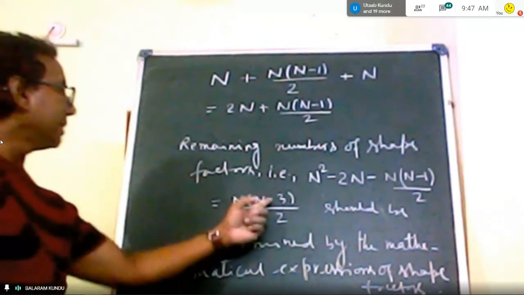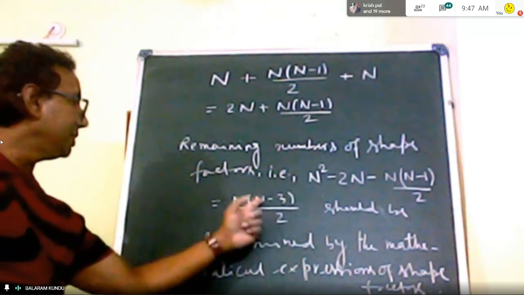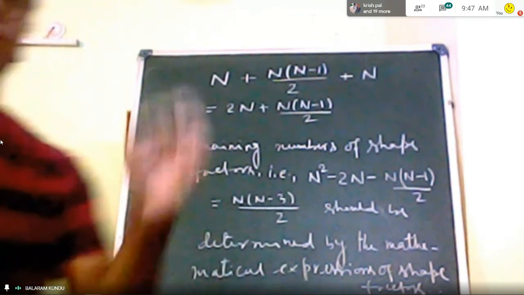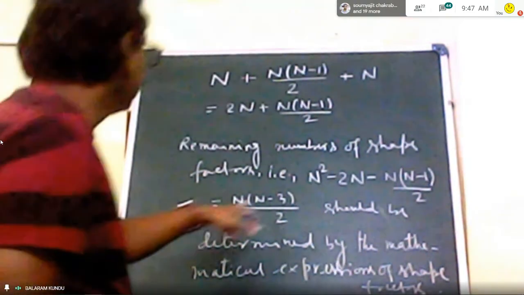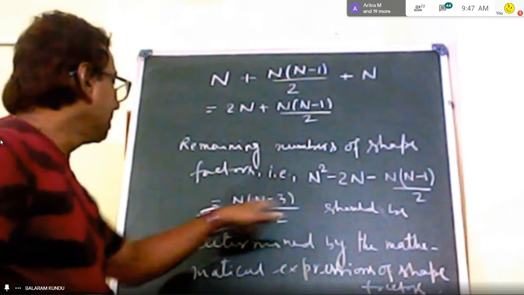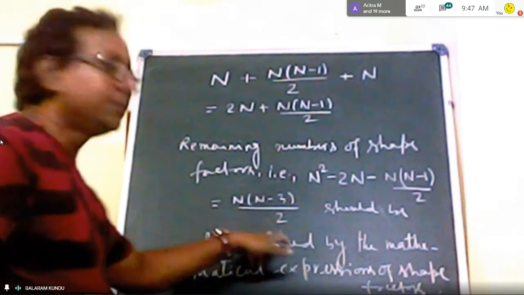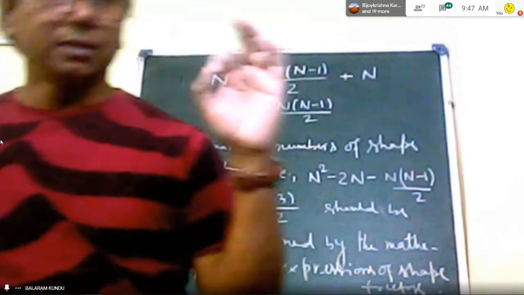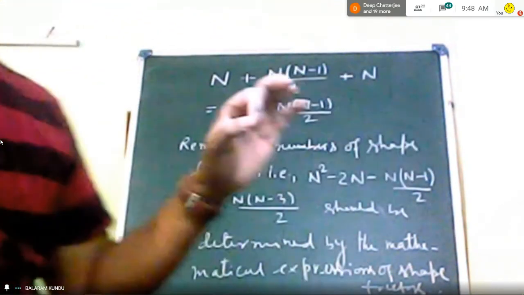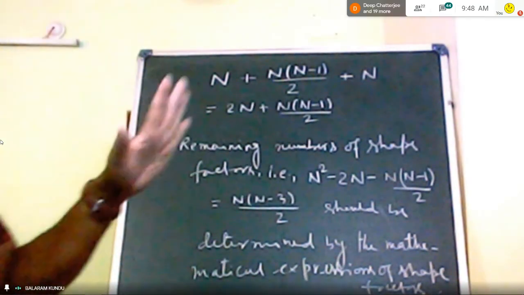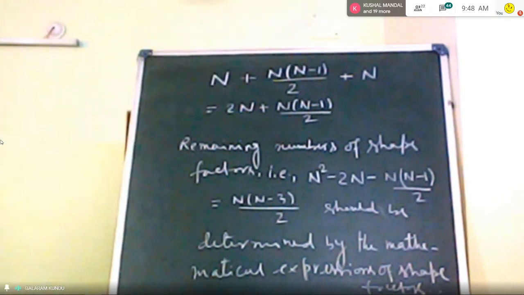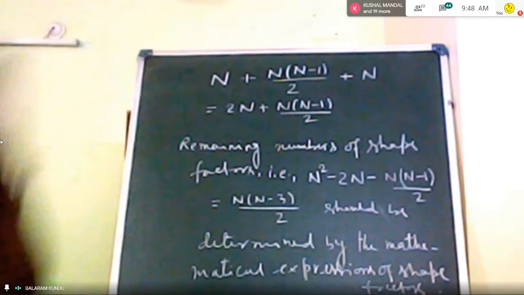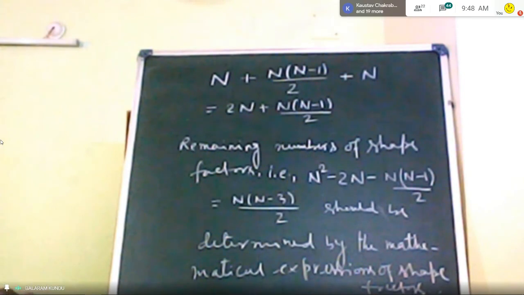Now if n is greater than 3, say n equal to 4, a 4 zone enclosure, then 4 into 4 minus 3, that is 1, into 4 divided by 2, so two shape factors must be determined from the mathematical expression of shape factor. So we use the mathematical expression to determine two shape factors.